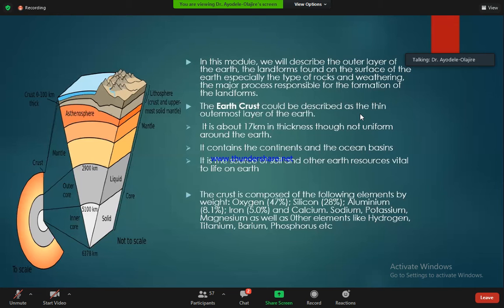I believe we all know what elements are. So you have oxygen, you have silicon, there is aluminum, there is iron, there's calcium. Those are the elements with the biggest percentages. And we have other elements that are available in trace amounts. There's sodium, potassium, magnesium, hydrogen, titanium, barium, phosphorus, and a few other elements that are available in very small quantities.